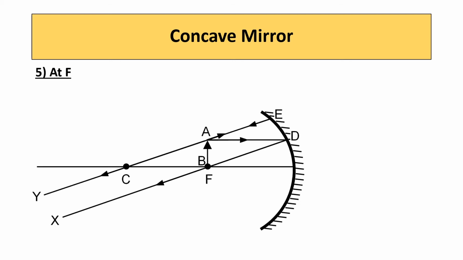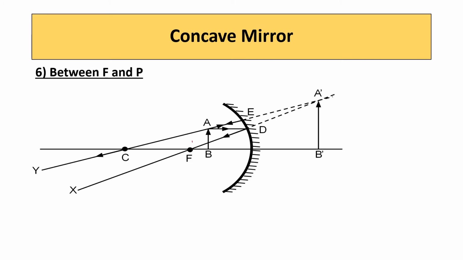When the object is placed at focus, let this be ray 1 and let this be ray 2. Ray 1 passes through the center of curvature and hence reflects along the same path, whereas ray 2 is parallel to the principal axis and hence passes through the focus after reflection. The reflected rays neither converge nor diverge. The reflected rays are parallel. You will get the image at infinity. It will be enlarged, real and inverted.